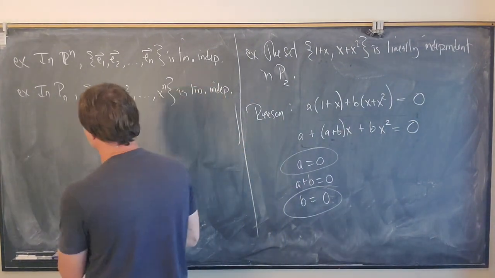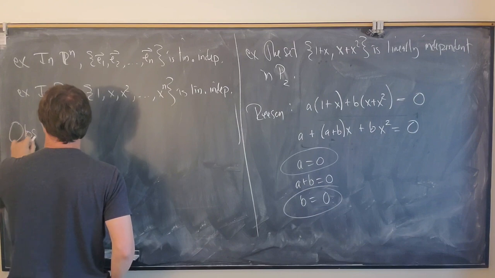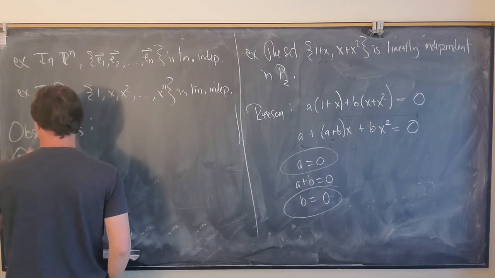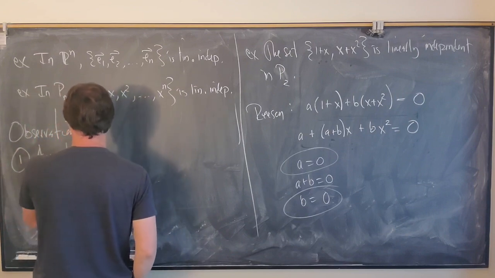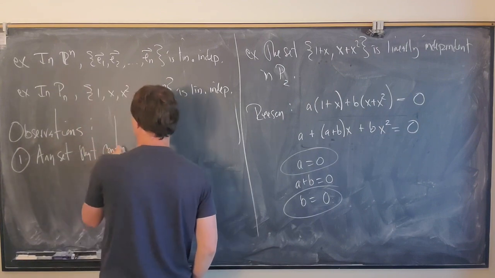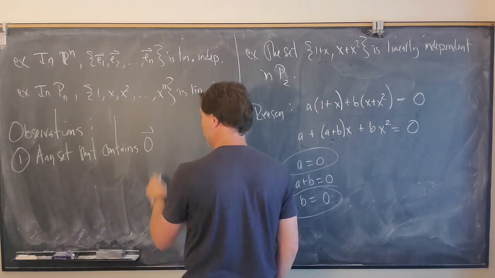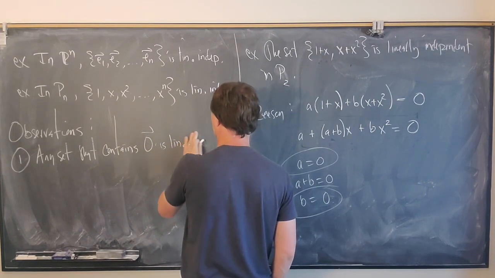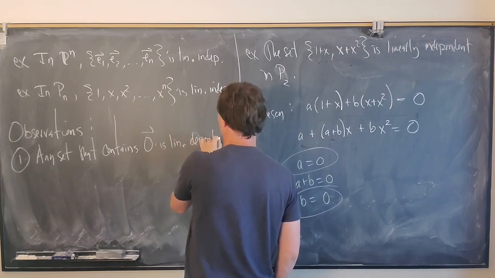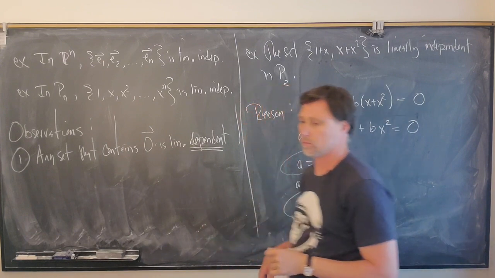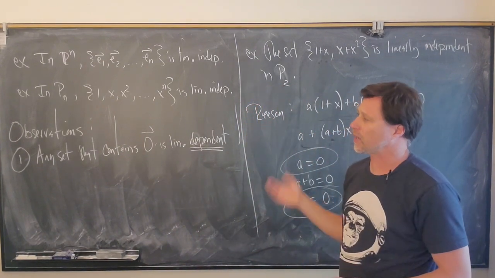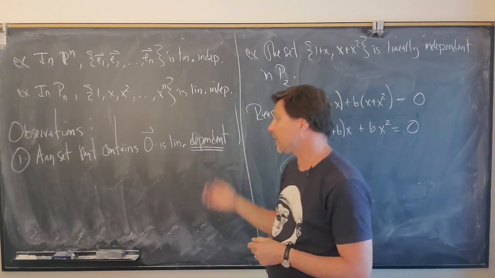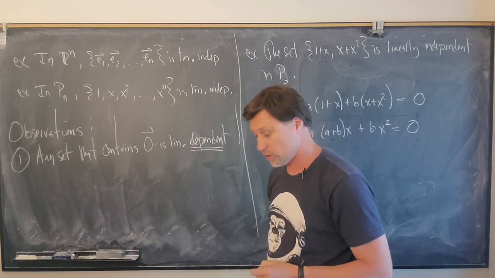A few observations. The first one: any set that contains the 0 vector is linearly dependent. Okay. It should be fairly obvious if you actually just take a set, right, v1, v2, v3, and so on, and then throw the 0 vector in there. You'll easily be able to write down a non-trivial solution to the equation.